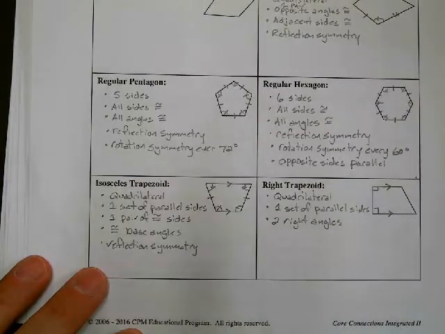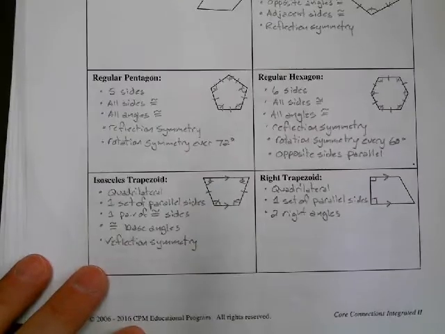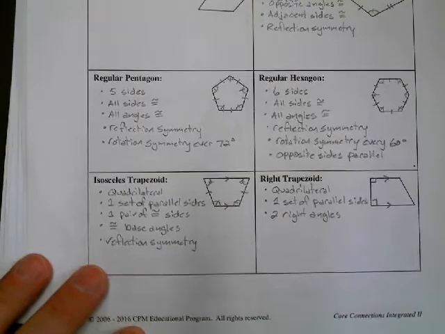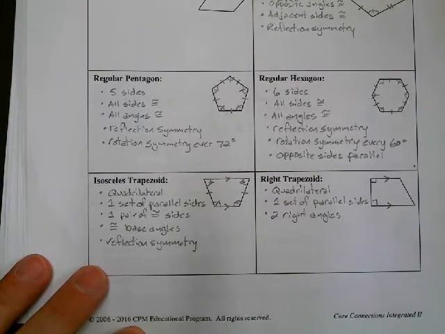There's more shapes than that, but that's just the 16 that we're going to be focusing on the most. So we got our 16 different shapes. Those are our characteristics that we're going to want to remember. And let's move on.